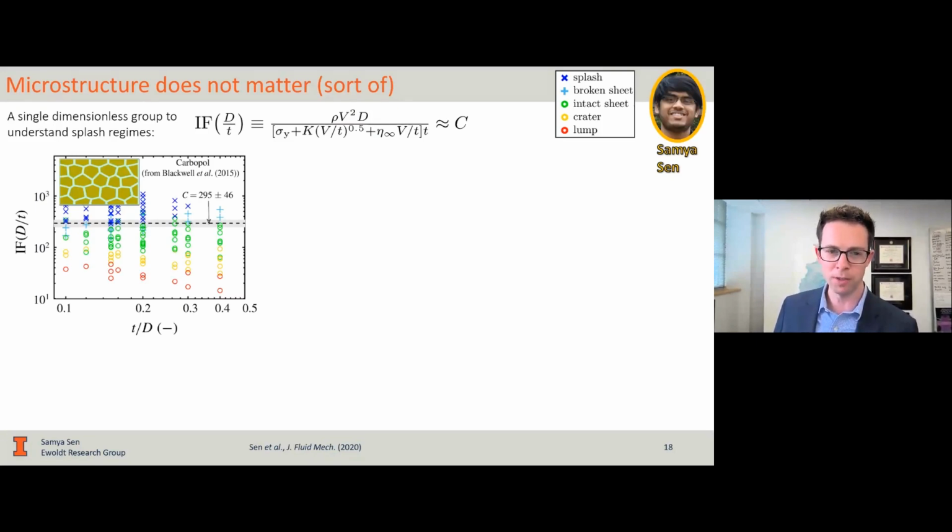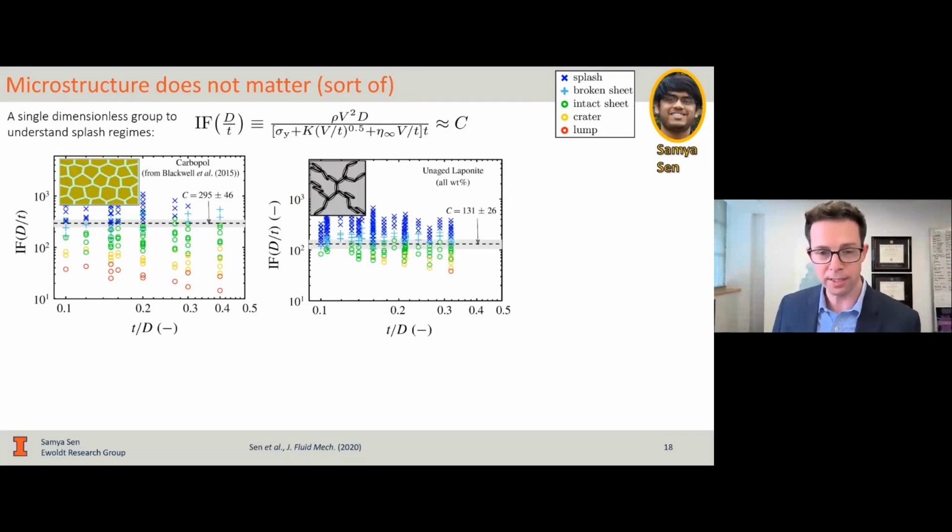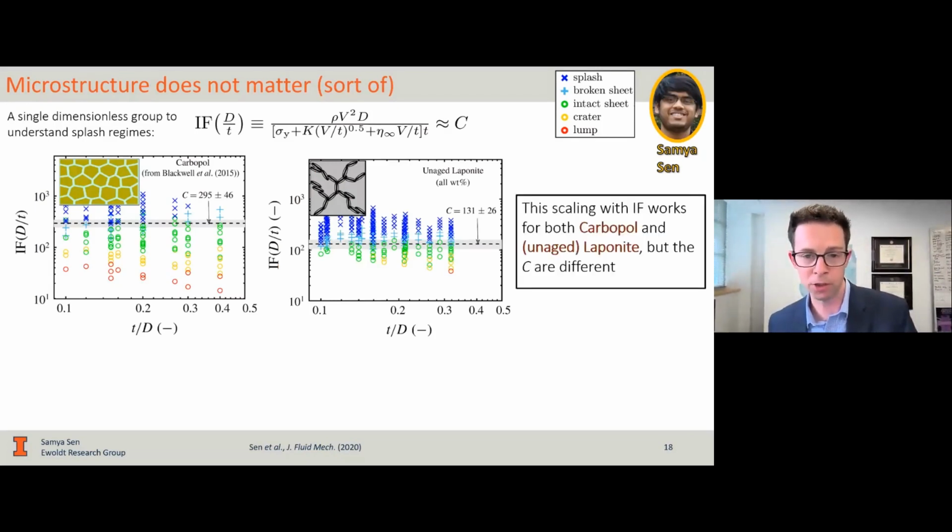What if the formulation was complicated? Is it even going to work with the same dimensionless group? And what we see is that, yes, it essentially works with the same dimensionless group. It separates the regimes. But what you do see is a little shift, or maybe a big shift, depending on how you interpret it, in the critical value for transitioning from one regime to the other.